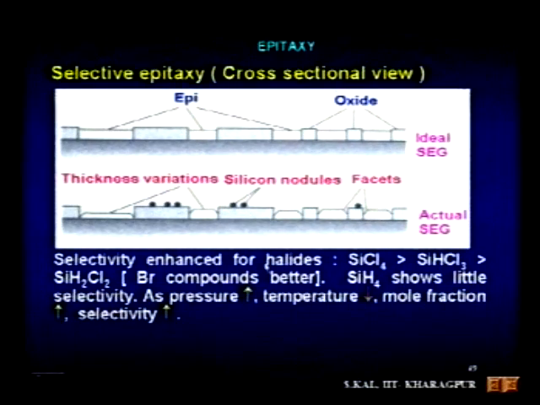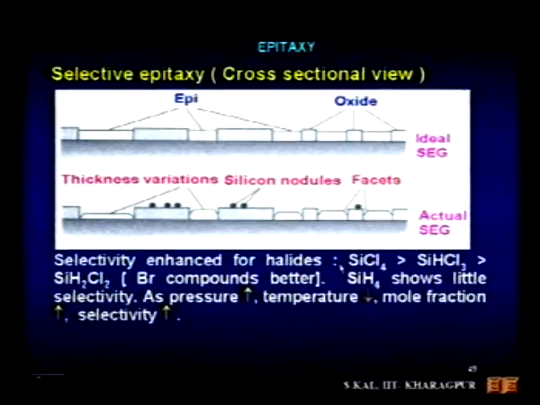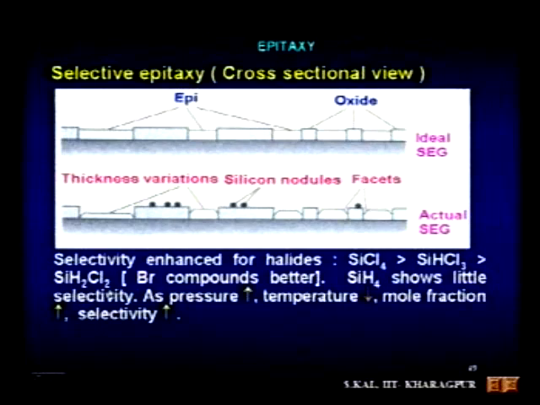Selectivity is enhanced for halides, SiCl4. That means if the source gas has more chlorine atoms, then selectivity improves. Since SiCl4 has more chlorine than SiHCl3, then SiH2Cl2, selectivity improves in SiCl4 compared to SiH2Cl2. SiH4 shows little selectivity. The epitaxial selectivity improves with more chlorine content.